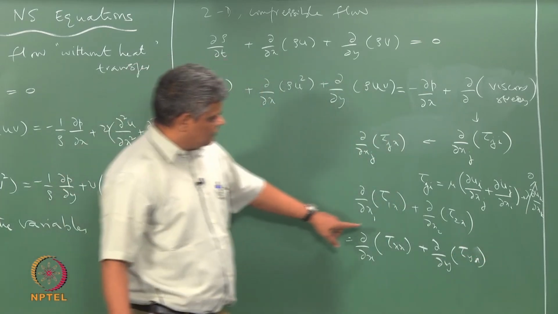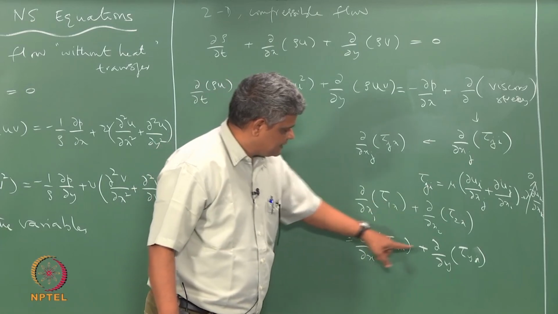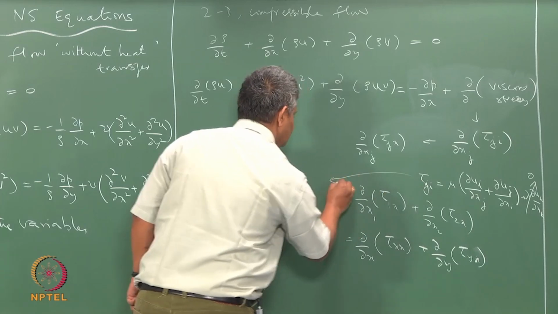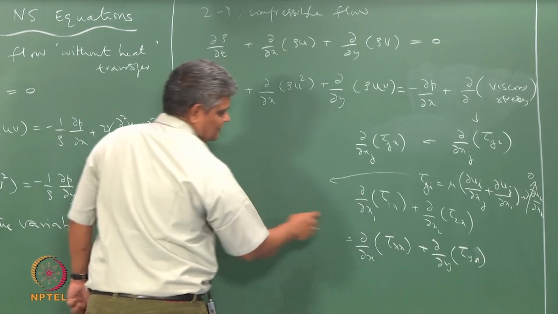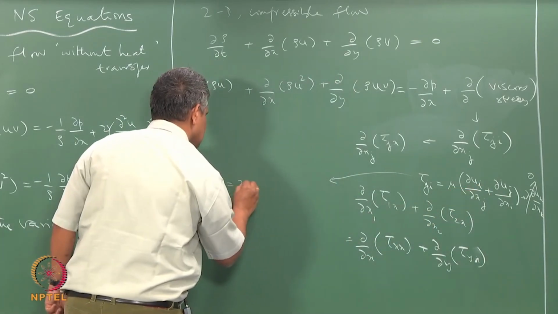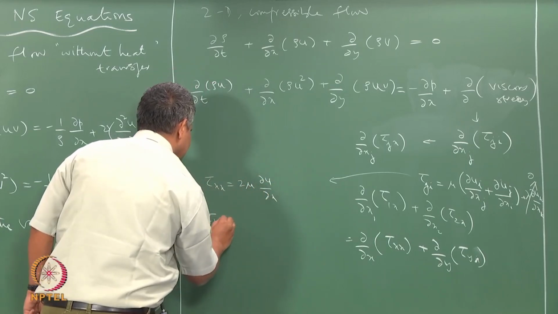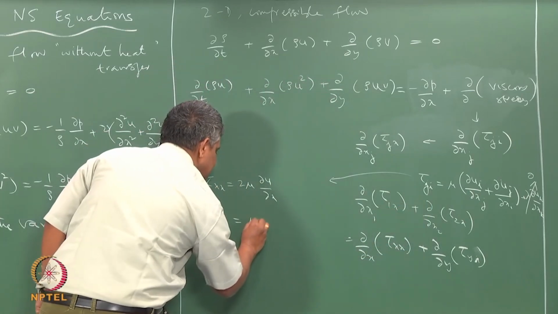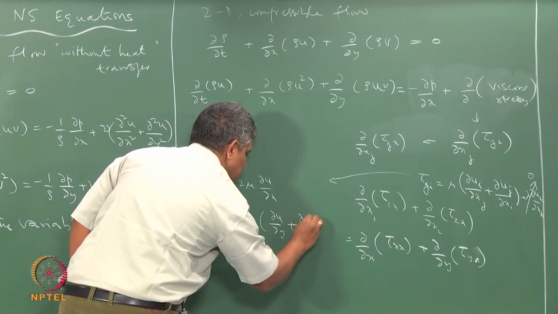Now we can make use of this expression to evaluate tau xx and tau yx. From this we can write tau xx: you can see that xx means that these two indices become the same, so that is 2 mu dou u by dou x, and tau yx is mu times dou u by dou y plus dou v by dou x.